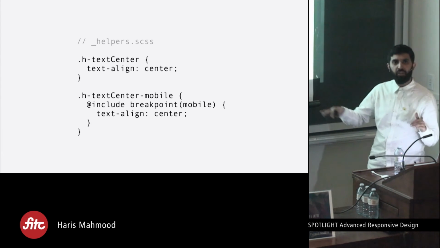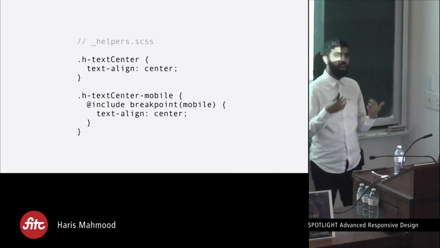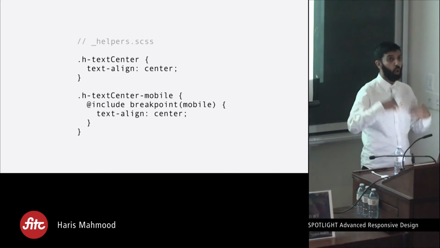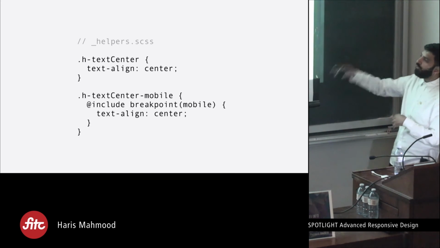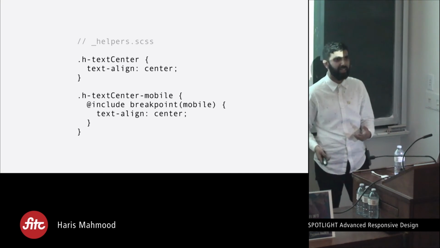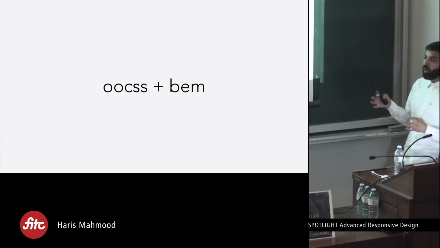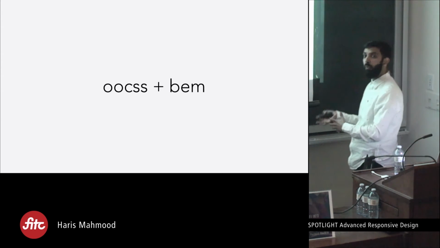Now, this is a fine balance. You have to make sure you're not overdoing yourself and you have 3,000 helper classes. This is something that you see happen a lot. Something that exists over and over again, something that's a very common pattern, you can turn into helper or utility classes and use those. Object-oriented CSS and BEM are two of these concepts that work very well with modular CSS.